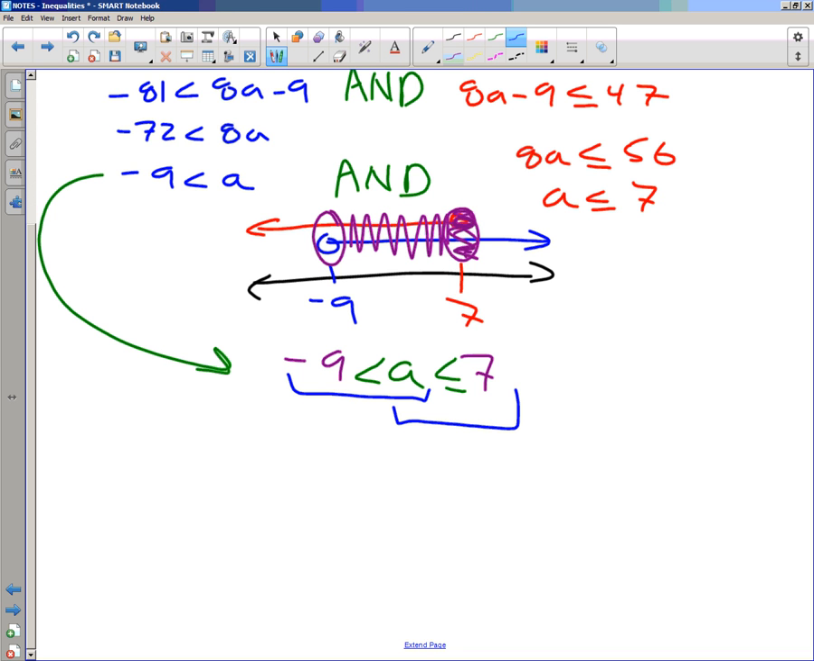It does. Negative 9 is less than A. I always look at it from the variable's point of view, though. So from A's point of view, A is what compared to negative 9? A is bigger. A is bigger than negative 9. It's less than 7 or equal to 7, so it must be between negative 9 and 7.